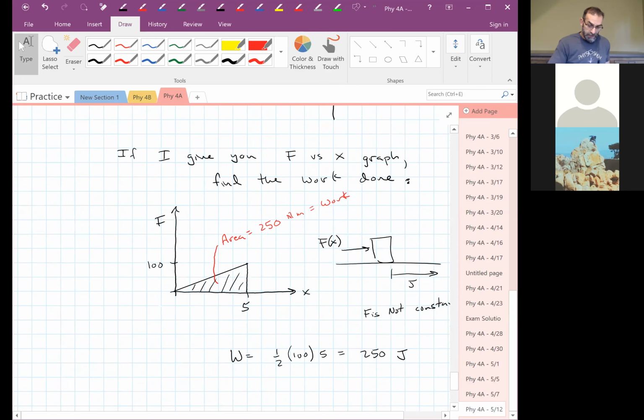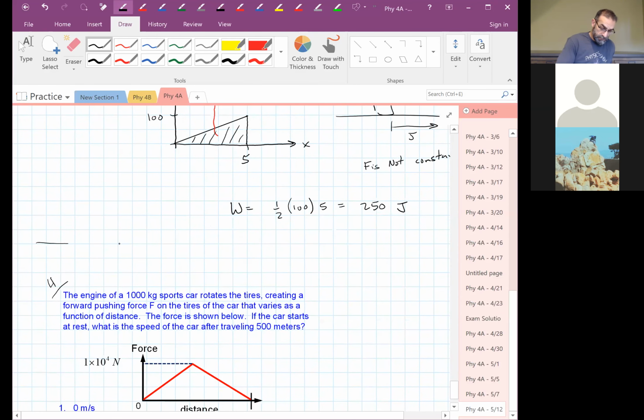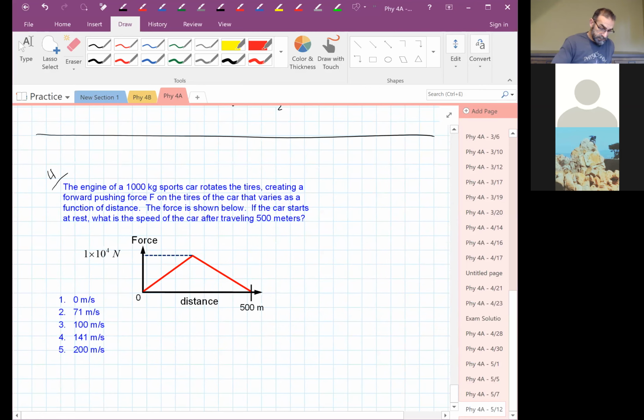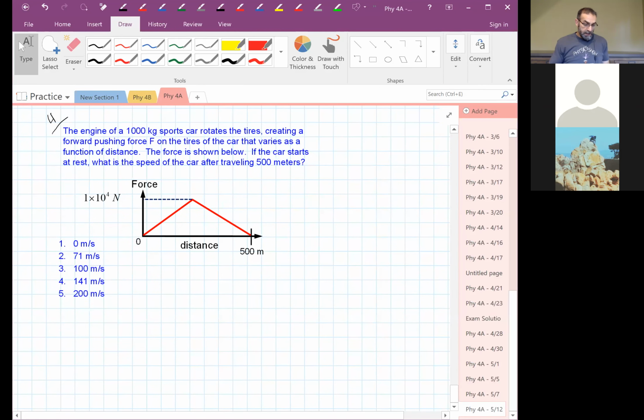Okay, let's do this one. Let's see how we're doing. It says the engine of a 1,000 kilogram sports car rotates the tires, creating a forward pushing force F on the tires that varies as a function of distance. The force is shown below. If it starts at rest, what is the speed of the car at the end of 500 meters?